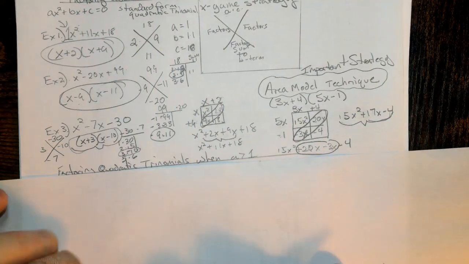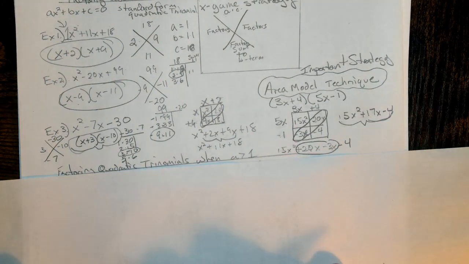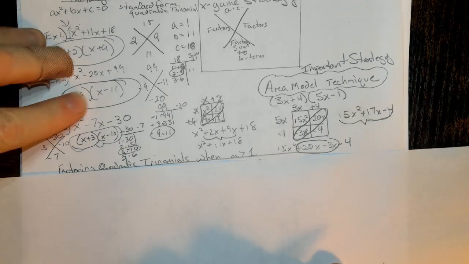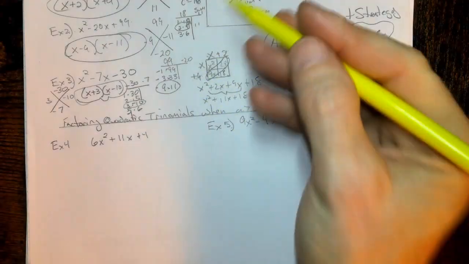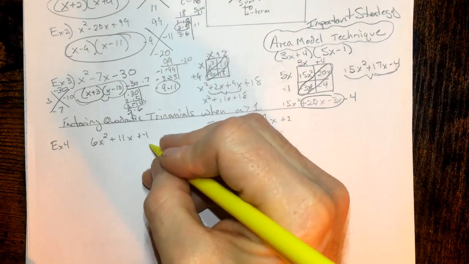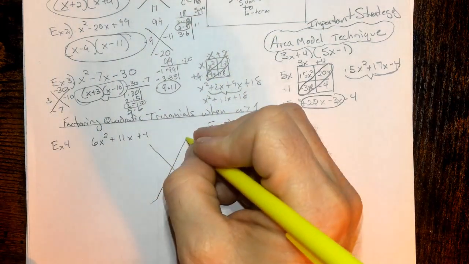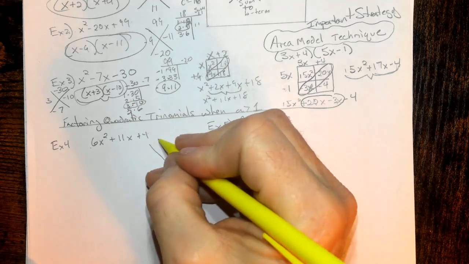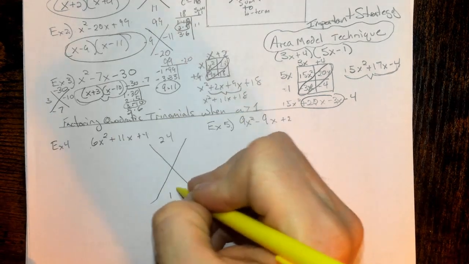All right, now these two strategies are really important in terms of being able to handle when a is not 1. So we start with the x games. We'll do the same approach. I'll make it a little bit bigger, but this time 6 times 4 is 24. That adds up to 11.